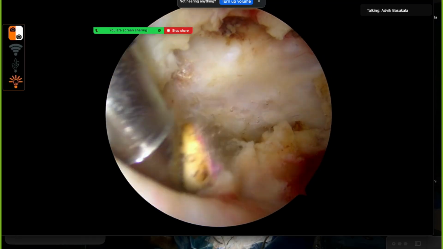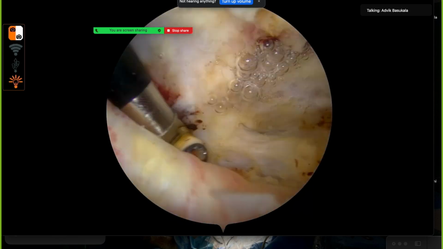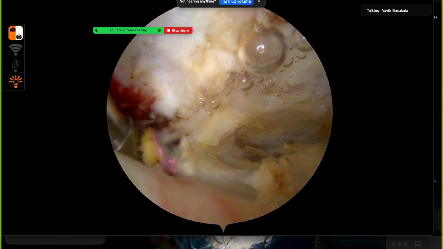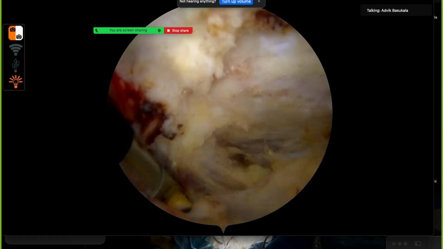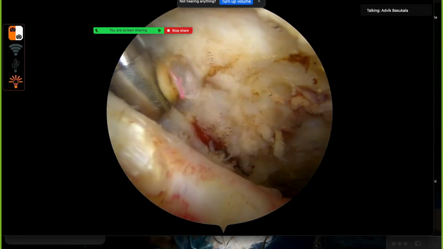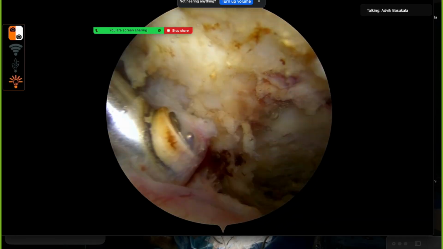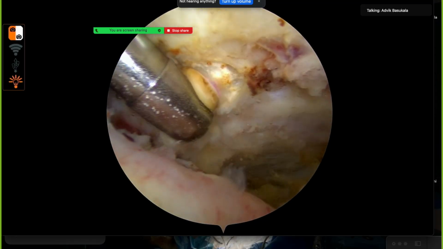This is the rotator interval, in between the long head of biceps and subscap, and you have to release this rotator interval all. You have to make the coracoid process naked. Everything has to be released except the conjoint tendon. The coracoacromial ligament has to be released. The CH ligament, which is the main culprit, that has to be released, and the anterior capsule, posterior capsule, whole 360-degree release has to be done.